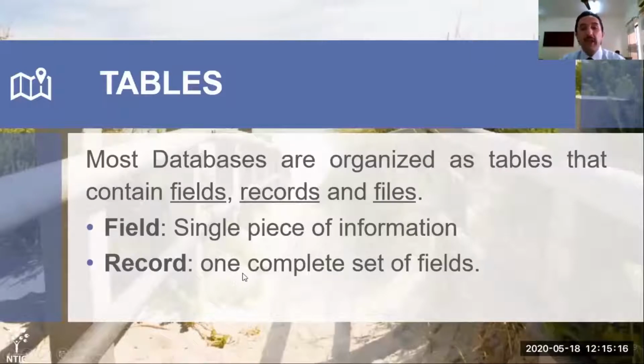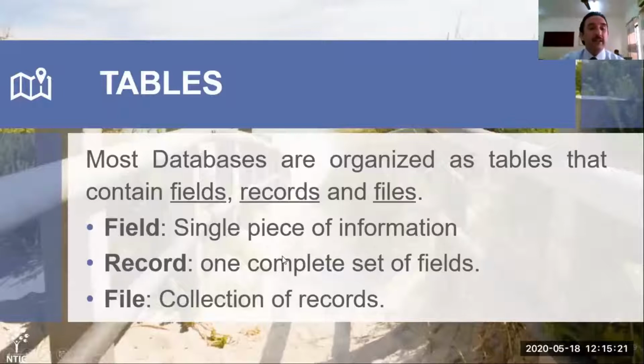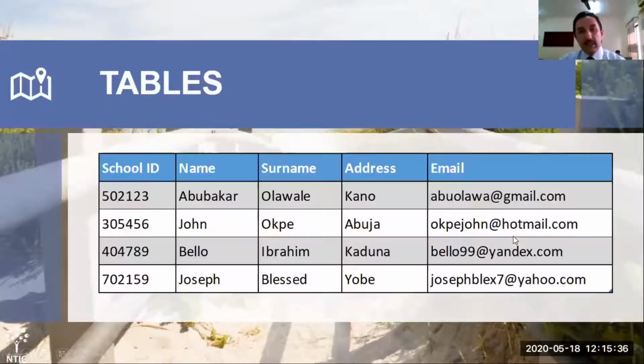After this slide, you will learn it very well, very easily. And a file is a collection of records. It's going up: a field, a set of fields is a record, and a collection of records is a file. Okay, I think it's very easy. And let's go. This is our simple table. There is school ID information, name information, surname information, address information, and email information.